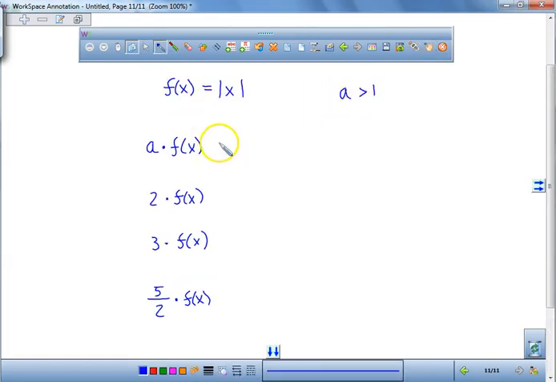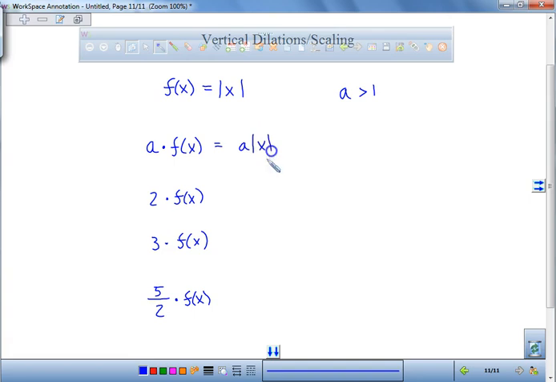So here we go. If I said a times f of x equals a times the absolute value of x, then 2 times f of x is 2 times the absolute value of x. And 3 times f of x would be 3 times the absolute value of x. And 5 over 2 times f of x would be 5 over 2 times the absolute value of x.